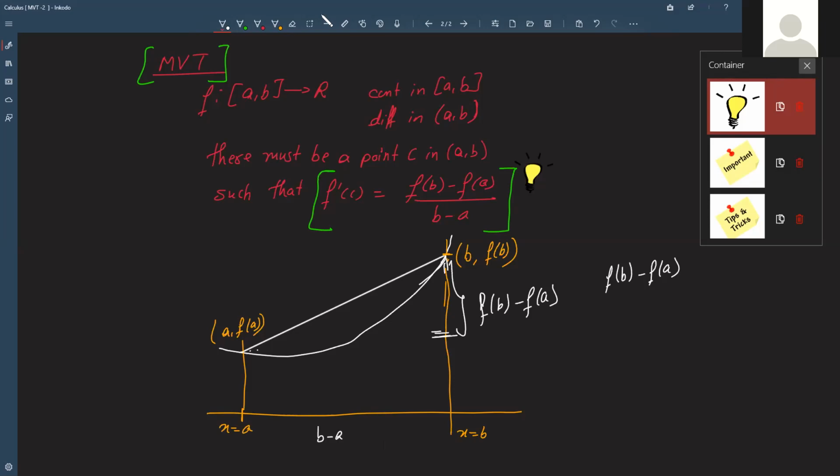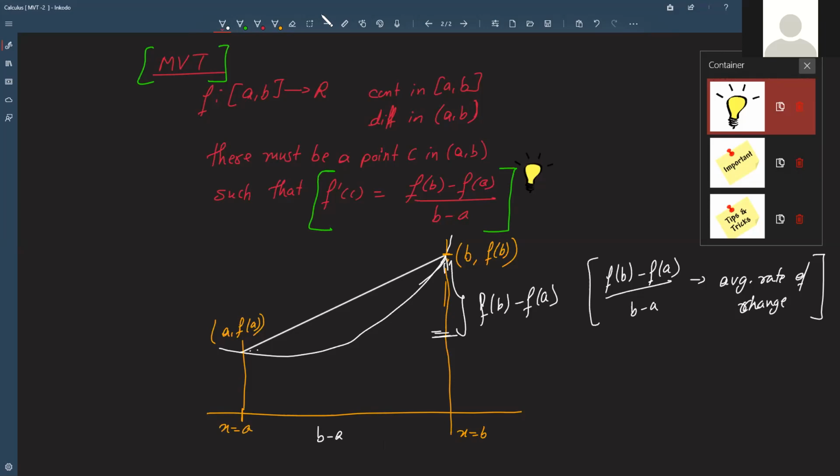So this divided by b minus a is what? This is your average rate of change. Differentiation is what? Rate of change. And this particular fraction which we have seen here takes into consideration only the endpoints. So that's why this is nothing but the average rate of change, right?